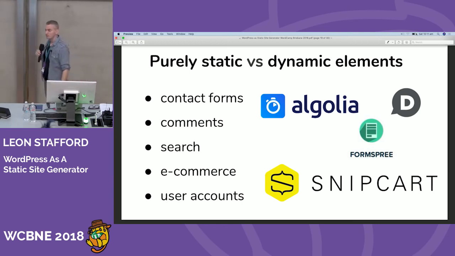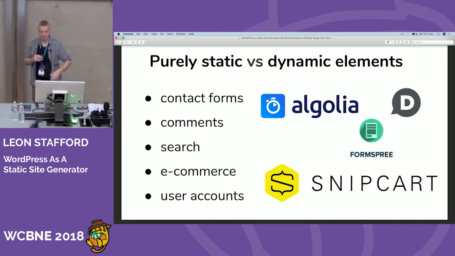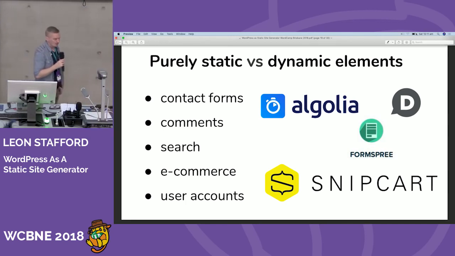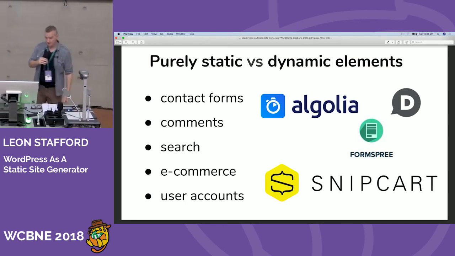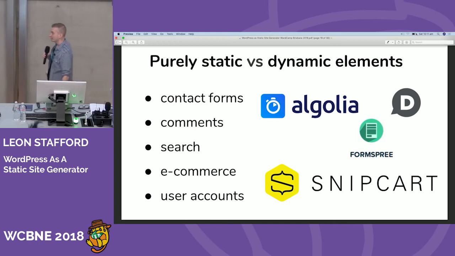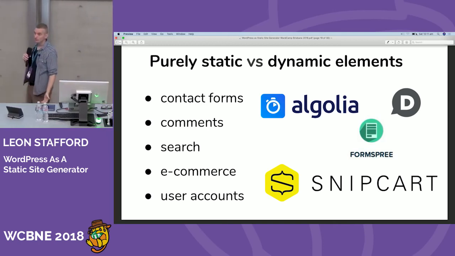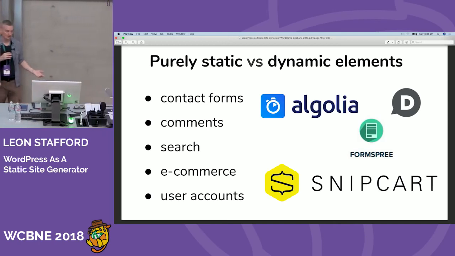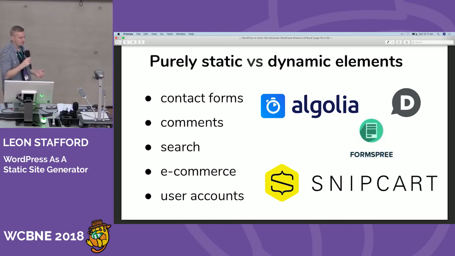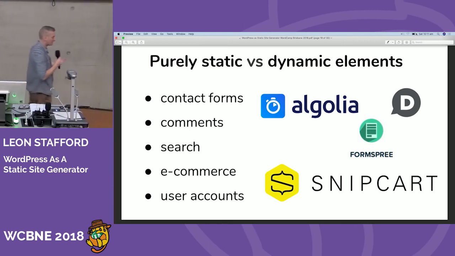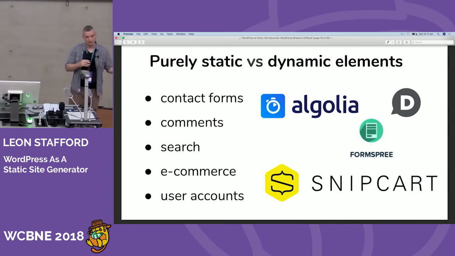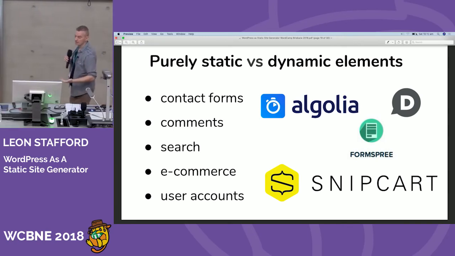E-commerce, you're not limited when you go static with your WordPress site. You can use something called Snipcart, which is a really nice JavaScript-based shopping cart. It works with their hosted platform, does all the payments and everything. And the last one there, user accounts. So if you're running a membership site, that might be more of an issue. There are solutions out there, again, popularized with the Jamstack. So thanks to the Jamstack, we're getting a lot of solutions to the typical static site as well.